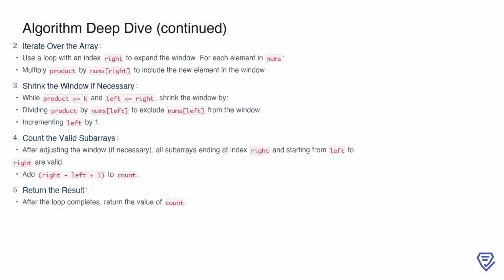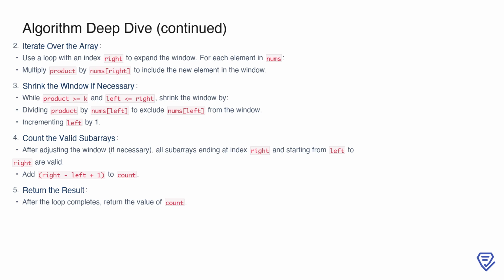To implement the sliding window approach, we begin iterating over the array. For each element, we use a variable right to expand the window by including the current element in our product calculation. If at any point the product becomes greater than or equal to k, we adjust the window by shrinking it from the left. This is done by dividing the product by nums[left], and then incrementing the left pointer, which effectively excludes the leftmost element from the window.